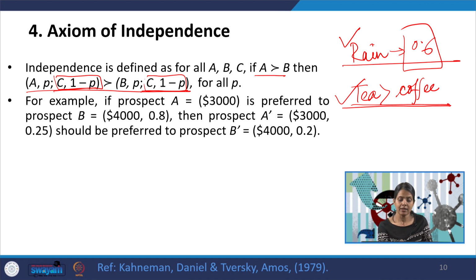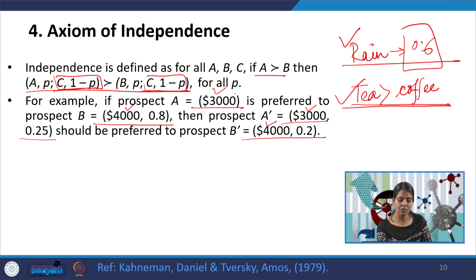If prospect A which offers $3,000 is preferred to prospect B which offers $4,000 with a probability of 0.8, then prospect A prime which offers $3,000 with 25% probability should be preferred to prospect B prime which offers $4,000 with 0.2 probability. Now, see that between A and B and A prime and B prime, the outcomes are the same: 3000, 3000, 4000, 4000. What is changing here is the probabilities, and the probabilities are reduced in equal proportion.